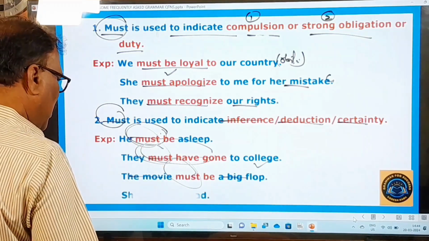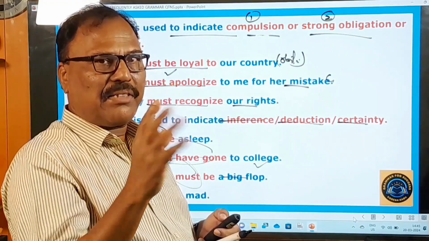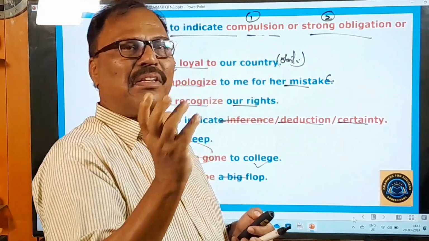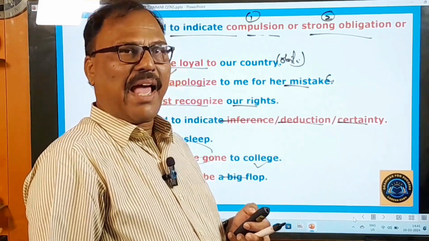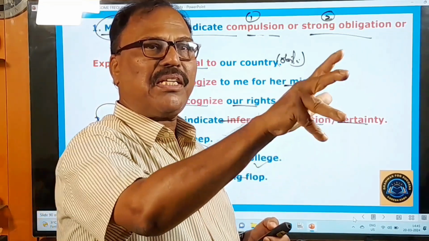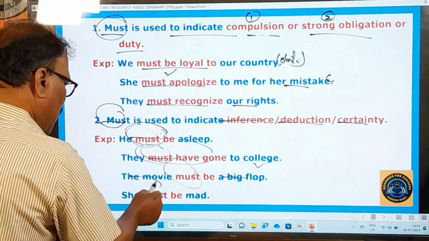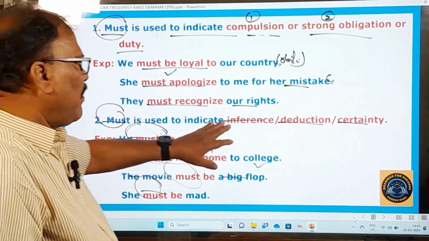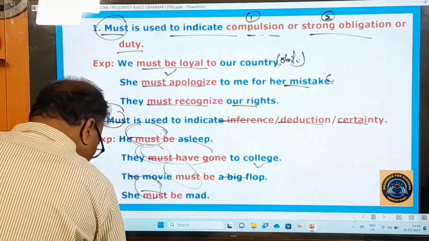One more example I'll give you here to make you understand this. She must be mad. Your girlfriend is there. Sometimes she talks to you very friendly, very affectionately and very lovingly. Sometimes she remains very serious and angry. Then what do you infer from this? Two kinds of behavior. Sometimes serious, sometimes jovial. So you understand, she must be mad. So in this way, you are inferring in these four examples, inferring or deducing. And now let's move on to learn other things.